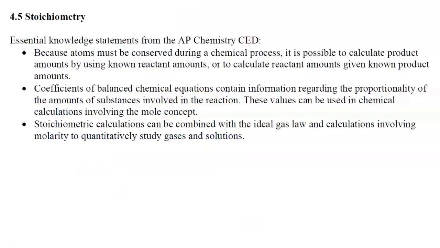Topic 4.5, Stoichiometry. Here are some essential knowledge statements from the AP Chemistry course and exam description. Because atoms must be conserved during a chemical process, it is possible to calculate product amounts by using known reactant amounts, or to calculate reactant amounts given known product amounts. Coefficients of balanced chemical equations contain information regarding the proportionality of the amounts of substances involved in the reaction. These values can be used in chemical calculations involving the mole concept.